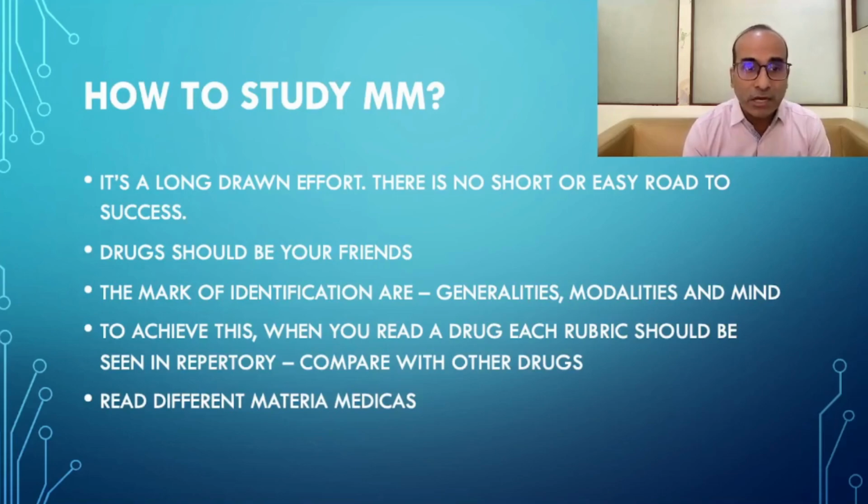Then what he says, to achieve this, to master Materia Medica, what do we have to do? We have to read the Materia Medica with the repertory. Read the symptom and try to find out that symptom from the repertory. Then you will be able to understand different other remedies from that rubric. You will be able to compare the remedies and the understanding will increase more. And at the end he writes, read different Materia Medica to get the wider picture of that remedy.